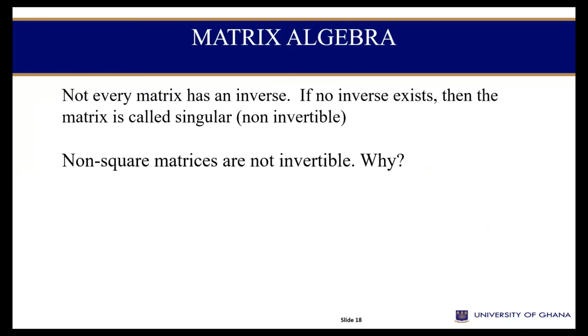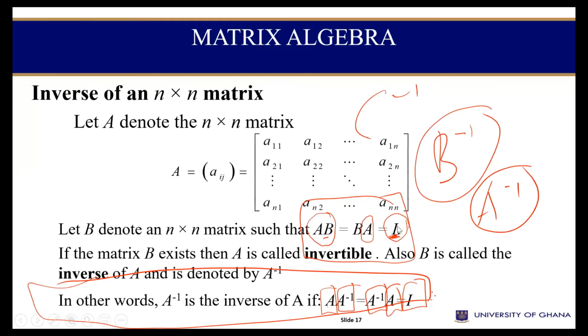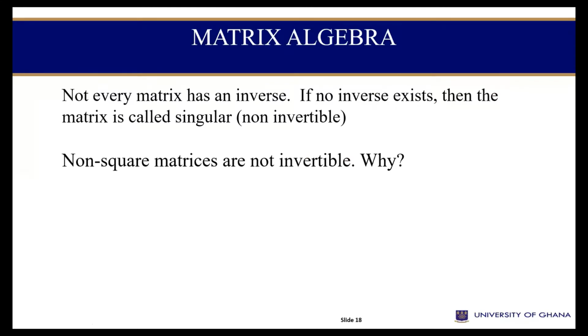And my question is: why are non-square matrices not invertible? Remember that if I'm multiplying A inverse by B and I'm getting an identity matrix, it means that B should be a square matrix, meaning that the number of rows should be equal to the number of columns. Simply, that answers that question.